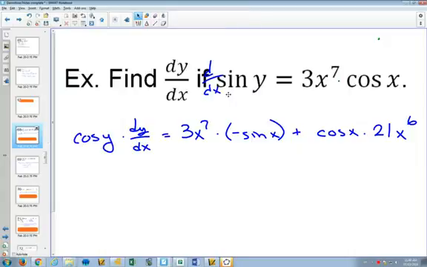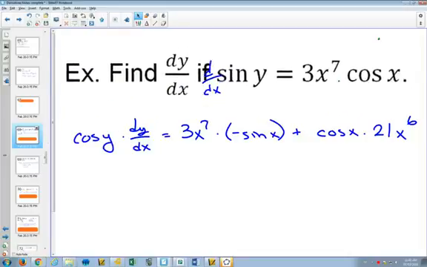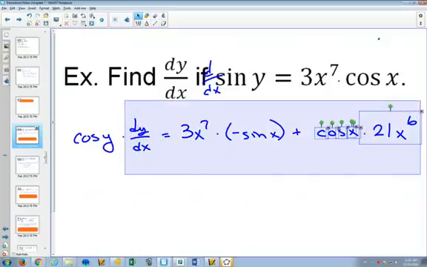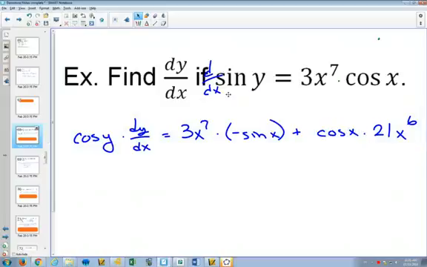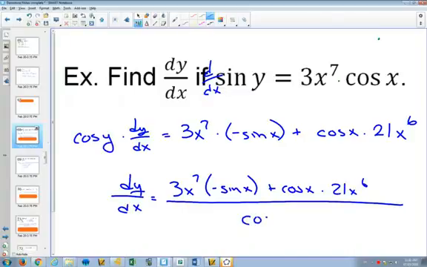So our final answer, I was trying to make things easier by copying and pasting, but it's not letting me do that. dy dx is going to equal this whole thing on the right, 3x to the 7 times a negative sine x plus cos x times 21x to the 6 divided by cos y. Well, we're not going to simplify that.